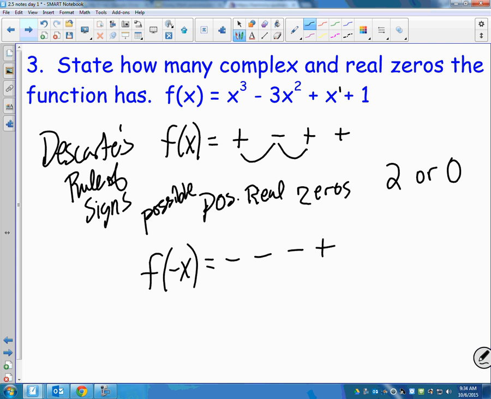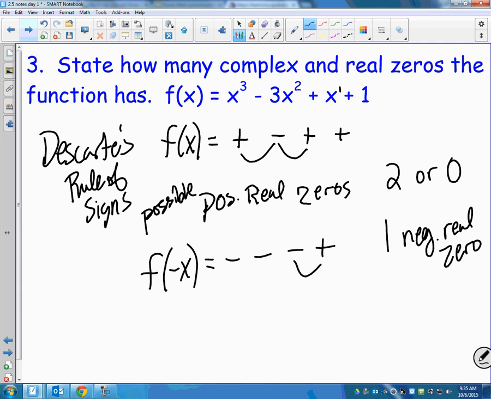How many times did that change signs? Looking at this now, it's negative, negative, negative, positive. 1 time. It only changed once, which means there is 1 negative real zero. I can't go down by an even number because 1 minus 2 is negative 1. There can't be a negative number of zeros. So there is 1 negative real zero. Okay?